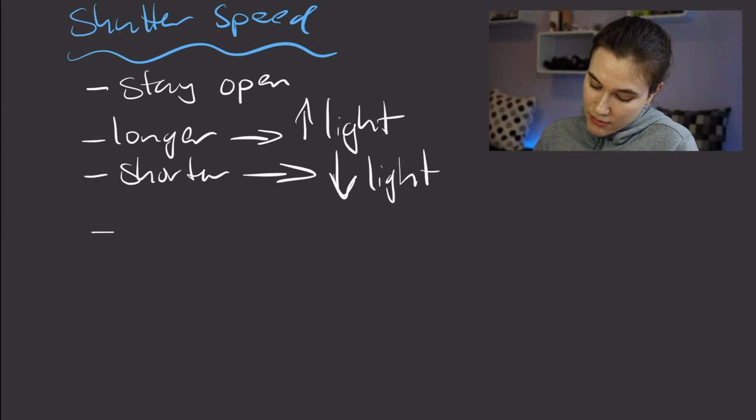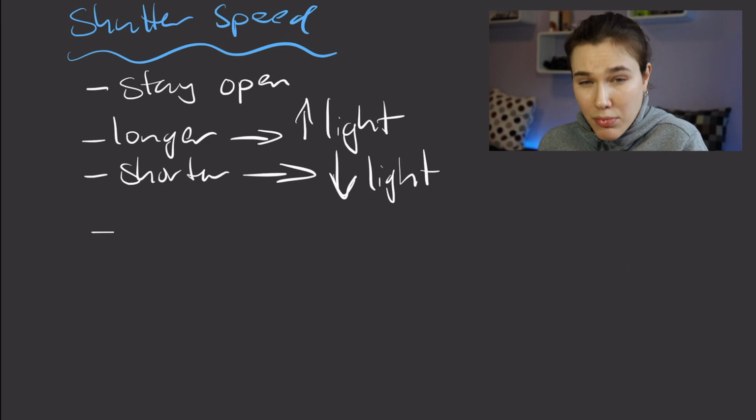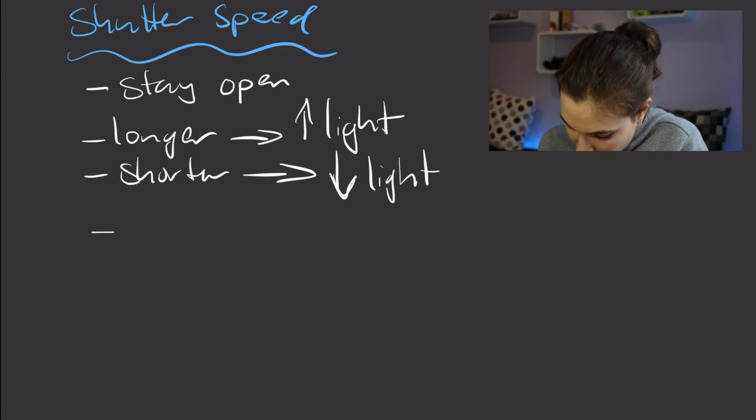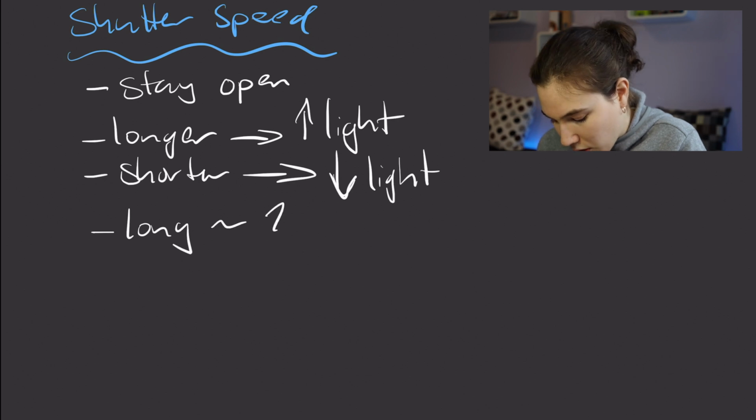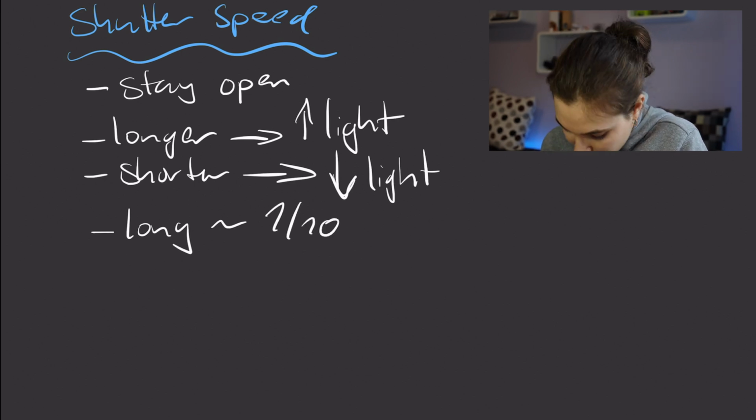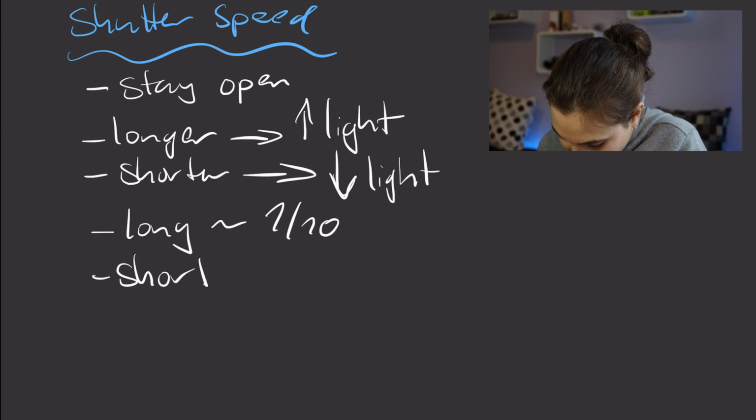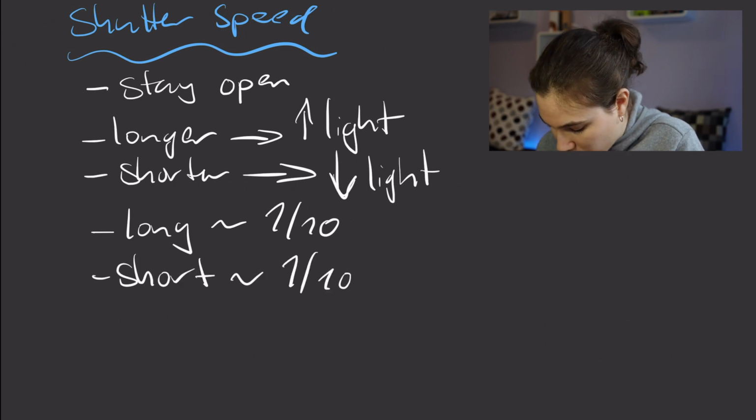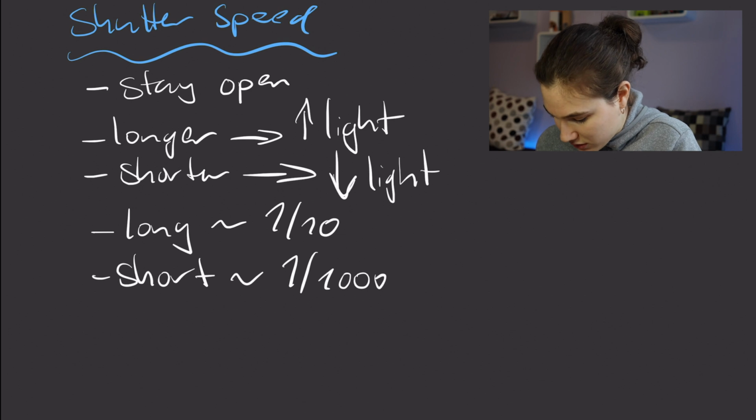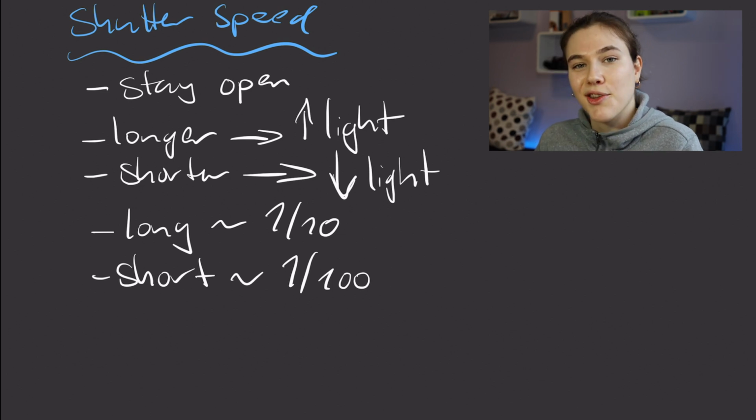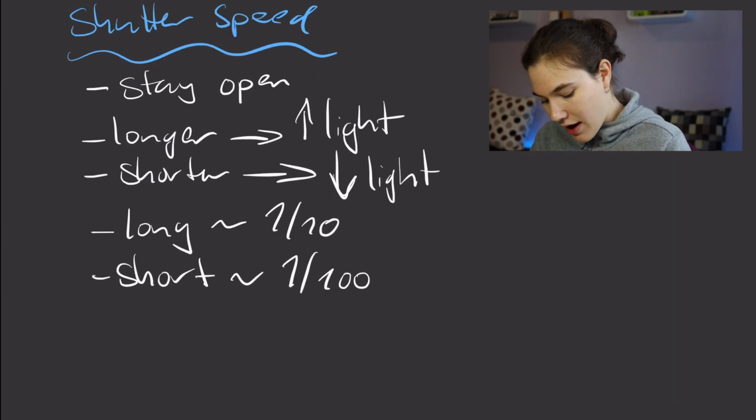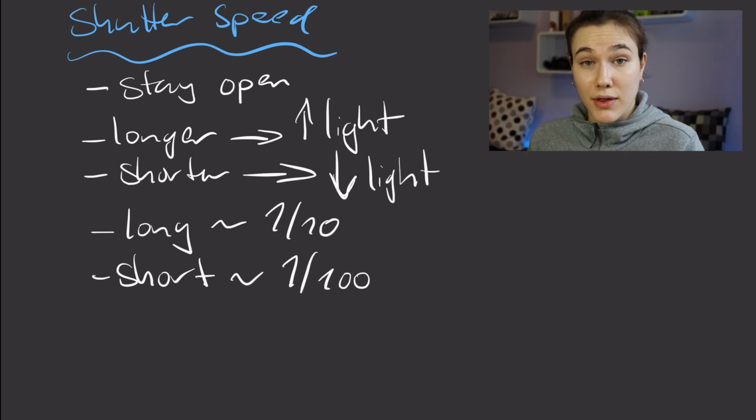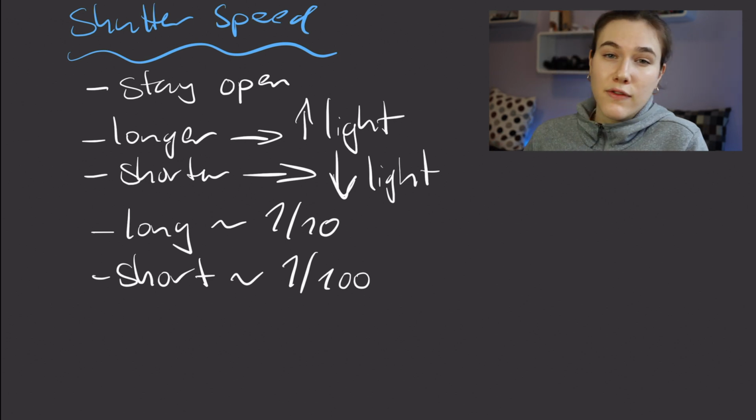Okay, so shutter speed is measured in parts of seconds. So a long shutter speed could be something like 1/10th of a second, for example, whereas a short or fast shutter speed could be something like 1/100th. Not 1,000th. Oh my god, that is very, very fast. No, 1/100th of a second, for example. And basically what that means is if you have a long shutter speed, you're going to have a lot of light in your image.